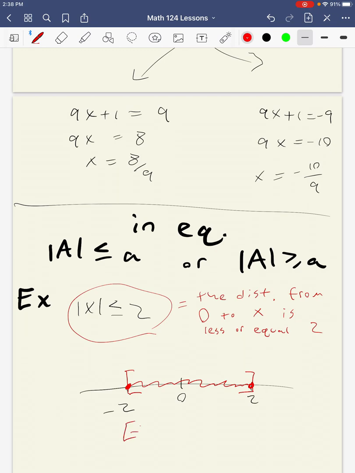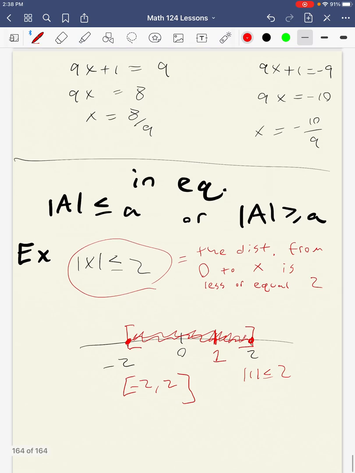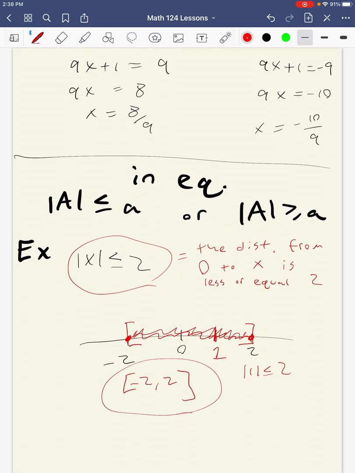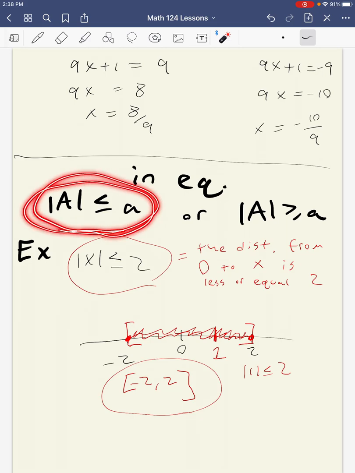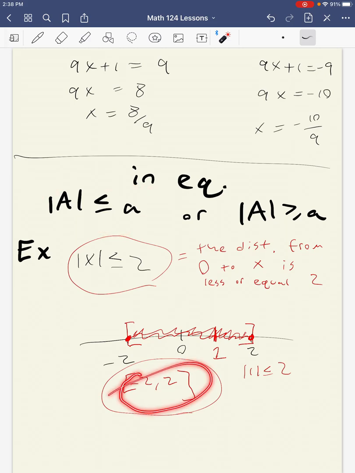Any number in this interval, -2 to 2, will have an absolute value less than or equal to 2. Like, for example, if I picked the number 1, the absolute value of 1 is clearly less than 2. So if we pick any of these numbers here in red, that will solve the problem. So when we're dealing with an inequality of this form, our solution will typically be an interval of this manner.